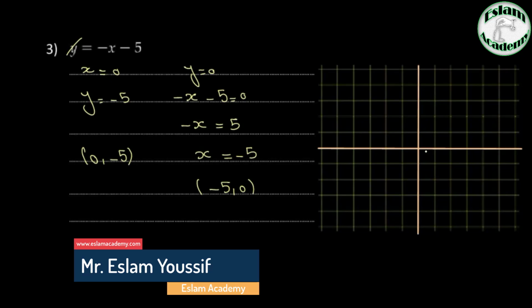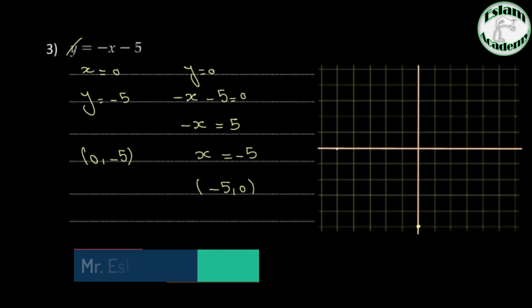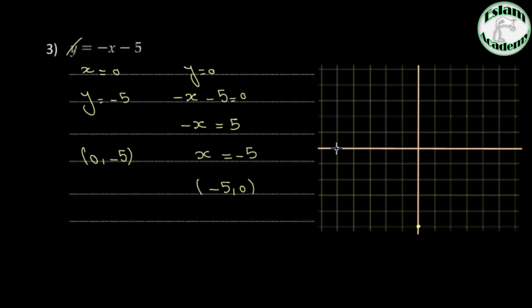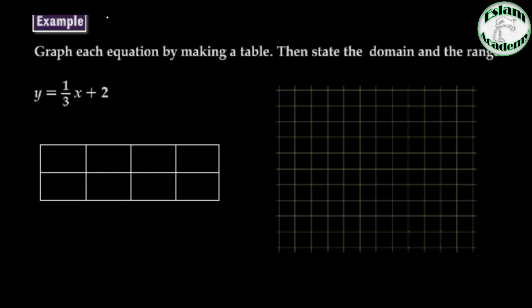The first point is (0, -5) and the second point is (-5, 0). Then we can graph the line. So that's the graph of the line y equals negative x minus 5. In the previous problems, we graphed the line using the x-intercept and y-intercept. Now we need to graph the line using the table.